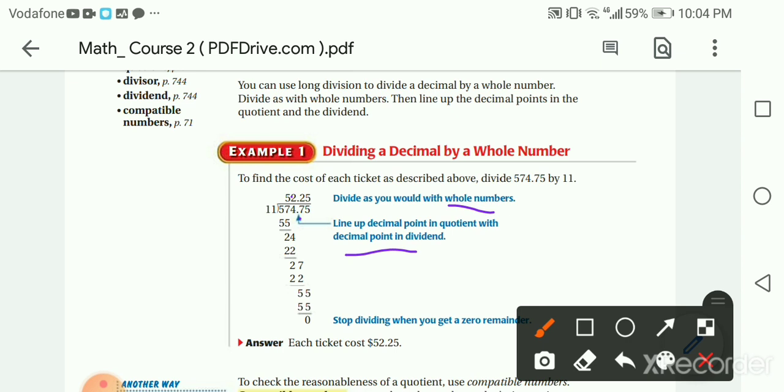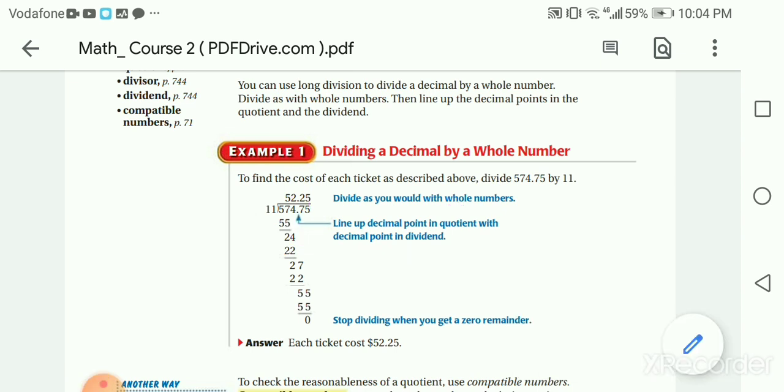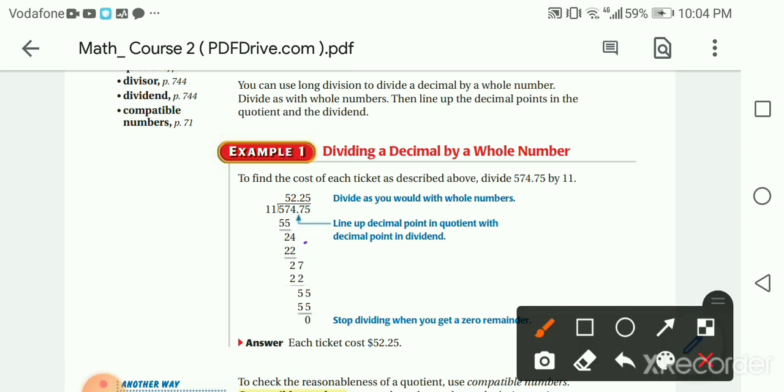So 7 minus 5 gives me 2. 5 minus 5 gives me 0. And then I drop down the 4. 24 divided by 11, the nearest is 2. 2 times 11 equals 22. Okay, erase this to make it clear. 22. Okay, then subtract. Remember, it will give me 2. Drop the 7, as you see here.